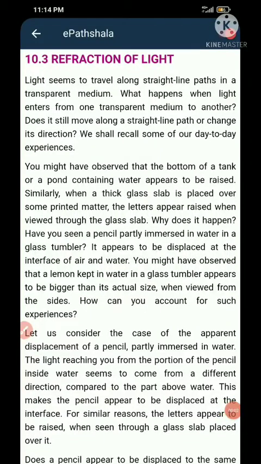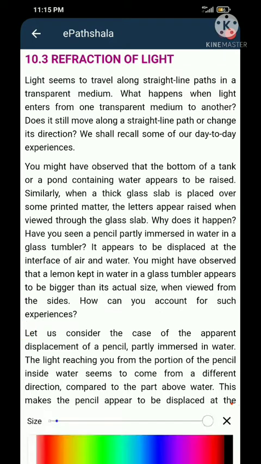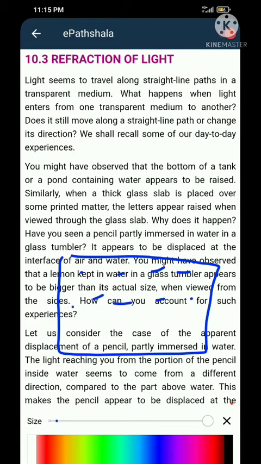The refraction of light. What is refraction of light? When light goes from one medium to another medium, it changes its path due to the medium. Suppose there is air and the other medium is water. This is water and the upper medium is air.